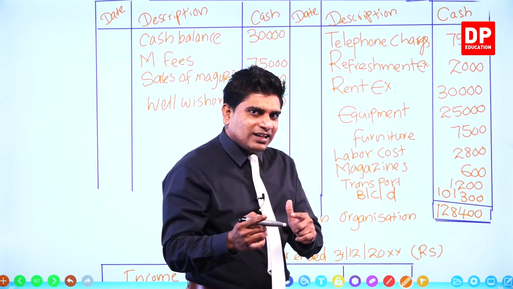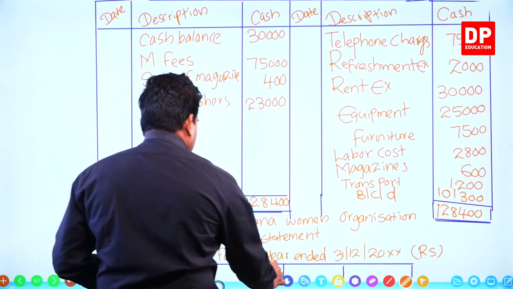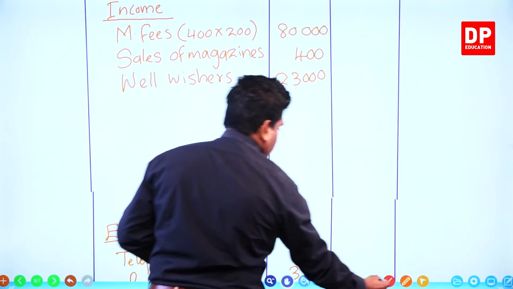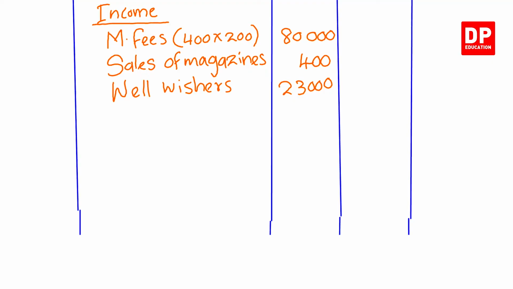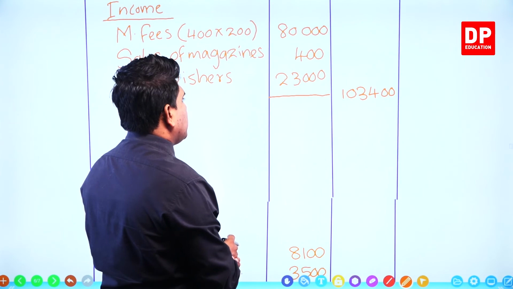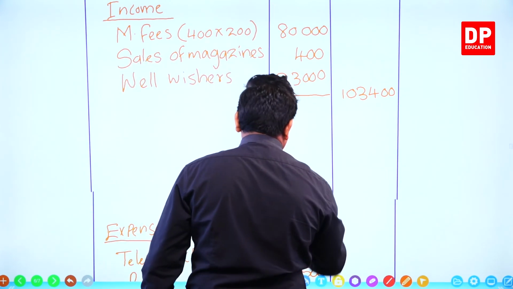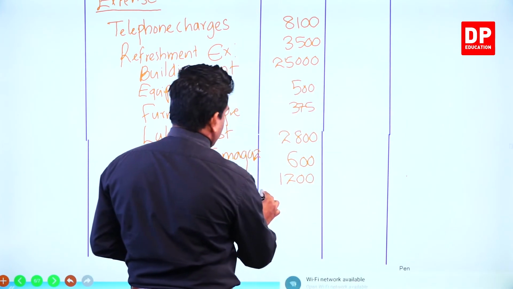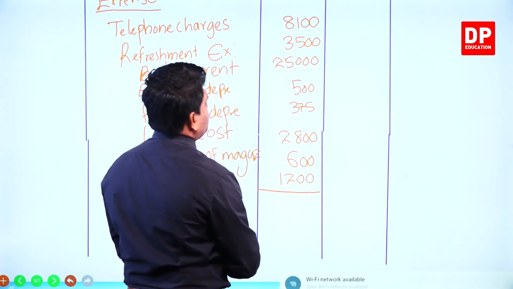Do quickly, right? Okay. Now we move to the income statement, right? Income statement. Then you have to get the total of this, right? Then 80,000 plus 23,000, 103,000, 103,400. Check it is correct or wrong? Yeah, correct. Now you get the expenses details. These are the expenses, right?